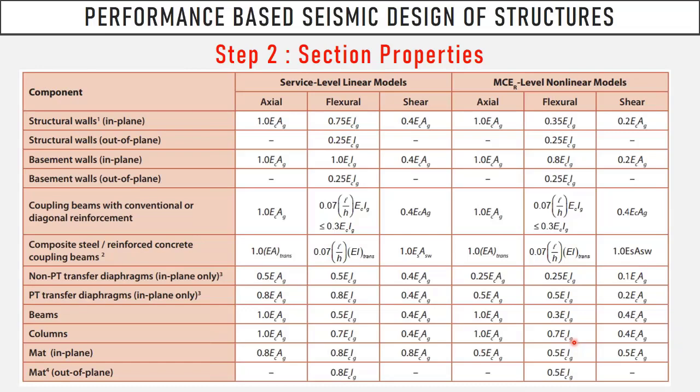You see, depending on your structural member, it differs in each structural member, in plane or out of plane, whether it is basement or structural wall, coupling beam, and so forth. For each degree of freedom, you have different coefficients. As an engineer, you will decide this. It's not a rule again. You will decide.